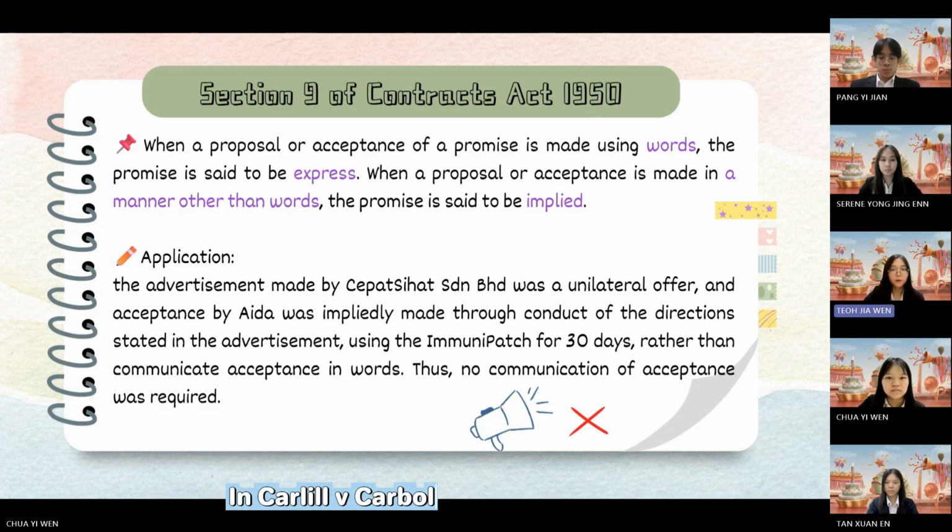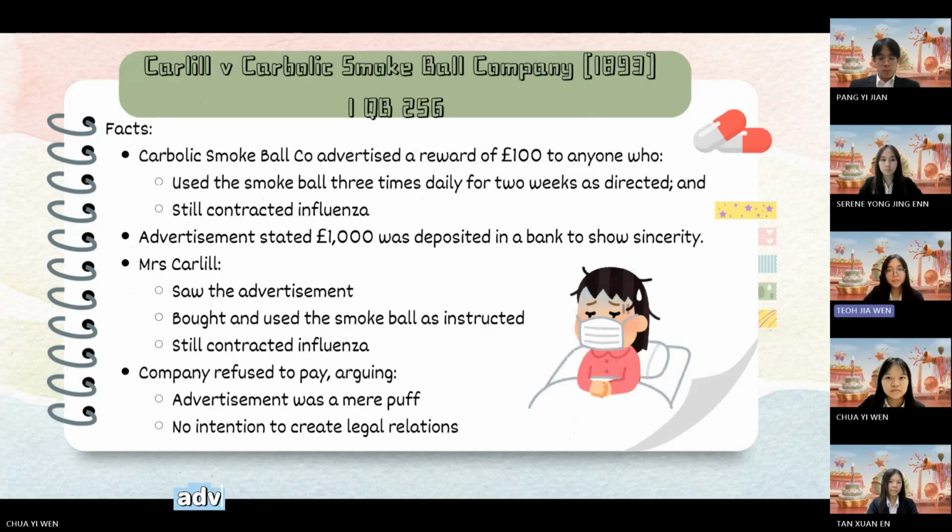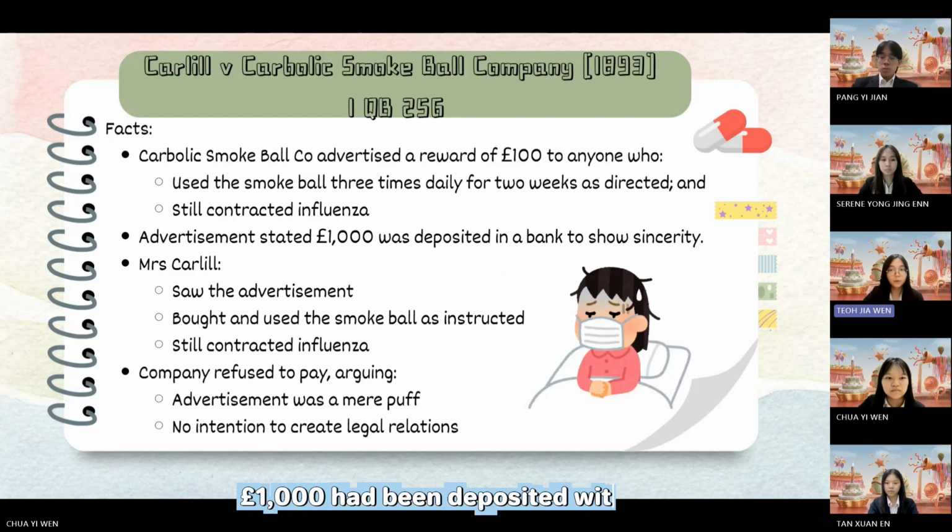In Carlill v Carbolic Smoke Ball Company, the company advertised that anyone who used their smoke ball 3 times daily for 2 weeks as directed and still contracted influenza would be paid £100. It stated that £1,000 had been deposited with a bank to show their sincerity. Mrs. Carlill bought the smoke ball and used it as required but caught influenza. The plaintiff claimed for the reward.